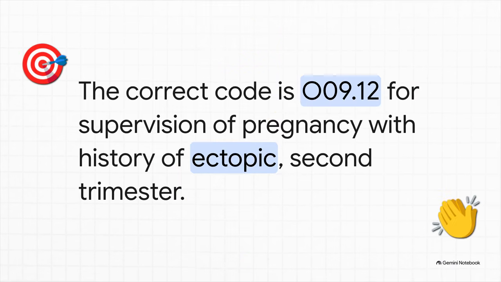Did you guess O09.12? If so, you hit the nail on the head. Let's break down the logic. The documentation clearly states it's a routine visit, making O09 perfectly appropriate. The risk factor is the history of ectopic pregnancy, pointing us straight to the O09.1 subcategory. And since she's at 14 weeks, she's officially in the second trimester, giving us that final character of 2. And of course, in the real world, you'd absolutely pair this with Z3A.14 for the weeks of gestation.